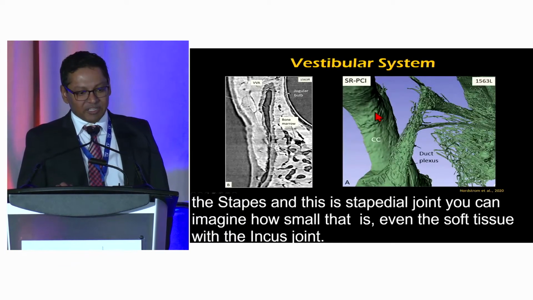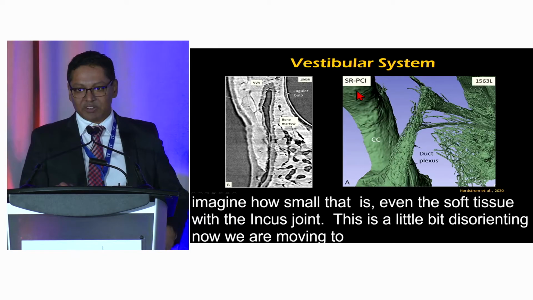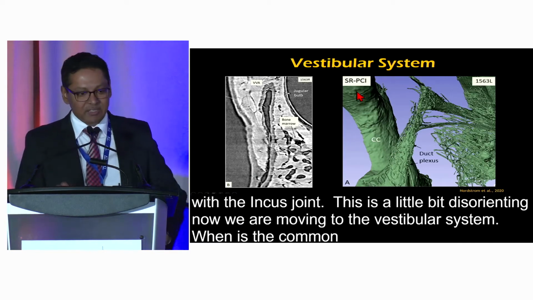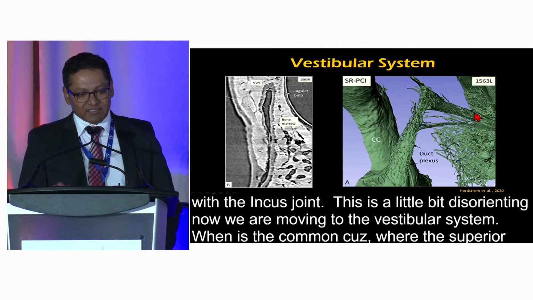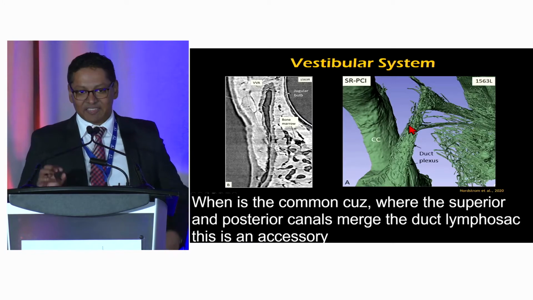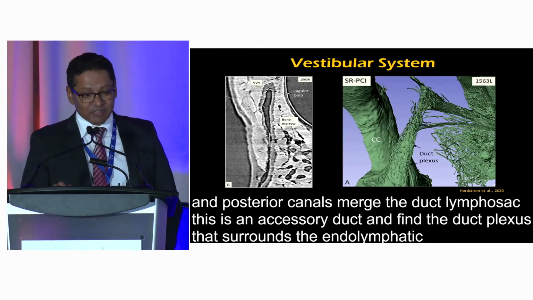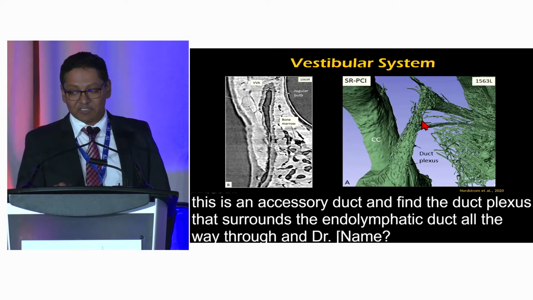This is a little bit disorienting, but now we're moving to the vestibular system. This is the common crus, where the superior and posterior canals merge. This is the endolymphatic duct exiting into the endolymphatic sac. This is an accessory duct. And we were even able to find this duct plexus that surrounds the endolymphatic duct all the way through. Dr. Rask-Andersen believes that this is involved in the pathophysiology of Meniere's disease.